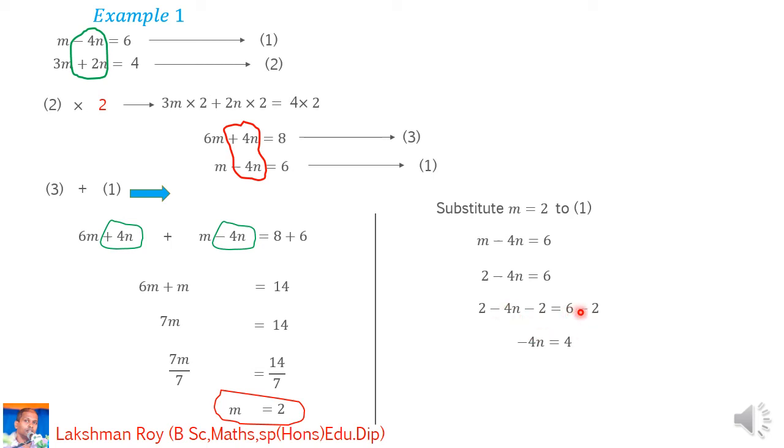Now n is multiplied by negative 4, so on both sides you have to divide by negative 4. Then negative 4 cancels, n remains. Here 4 divided by 4 is 1, and a positive number divided by a negative number is negative. So that is the other solution of the equation.